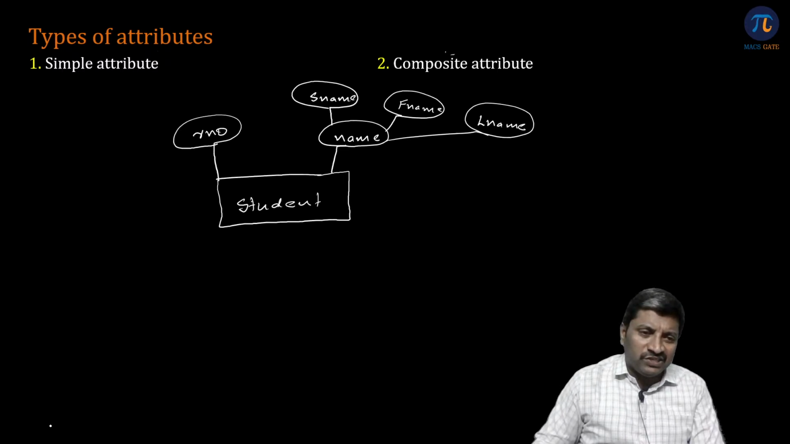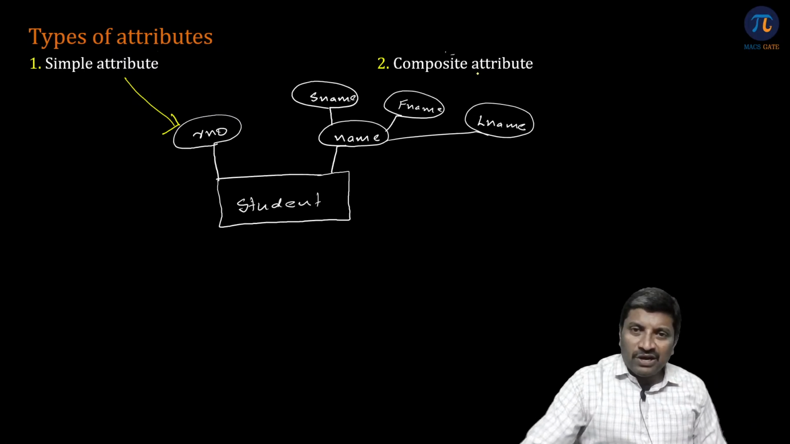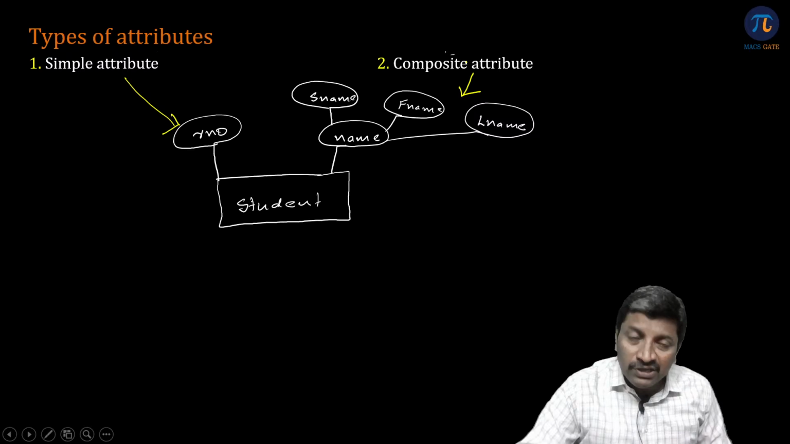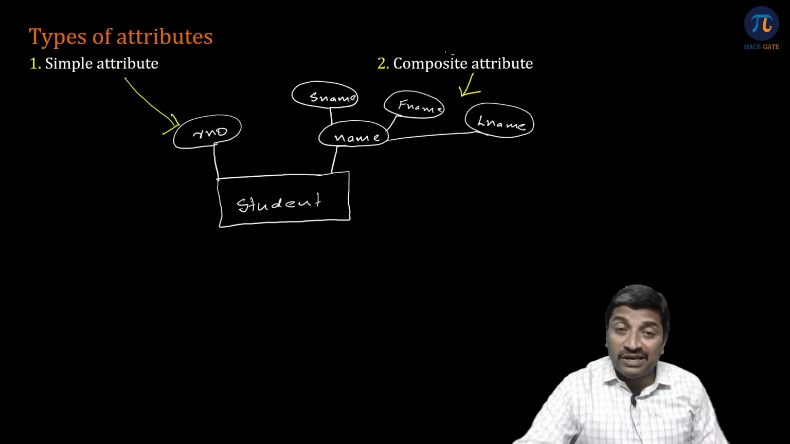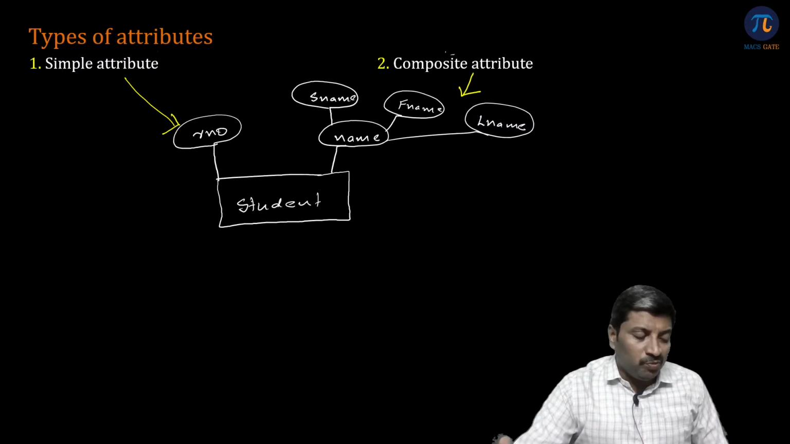So this is an example. Roll number is an example of a simple attribute because it cannot be divided further. Name is the best example of a composite attribute. Instead, suppose I am considering address. Address also can be further divided into door number, street, city, state, pin code. So when you can divide the attribute further, it is called a composite attribute. When you cannot divide, it is called a simple attribute. Hope you understood these two.